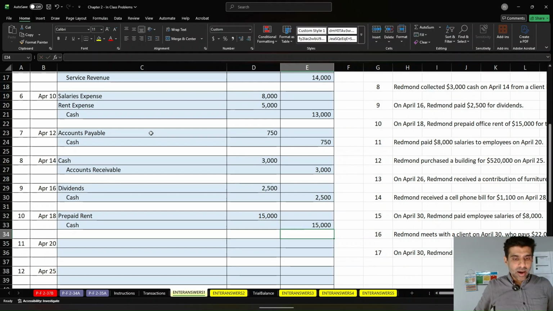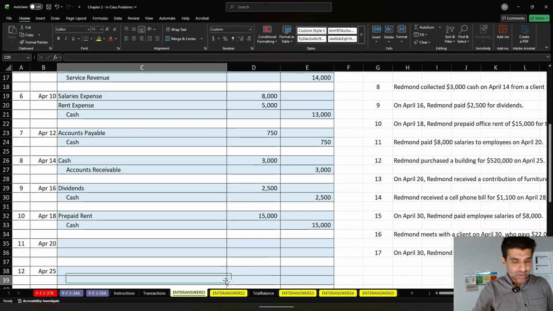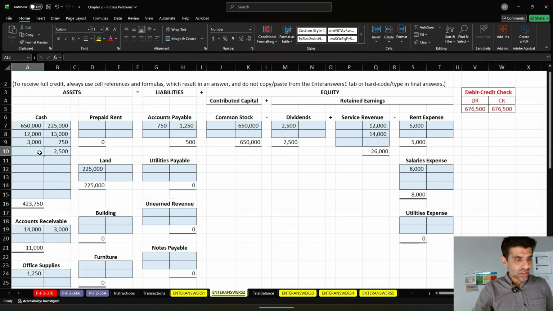Okay, so I'm going to post that. So cash is going to be a credit, 15,000. And this prepaid rent asset is our debit, 15,000.